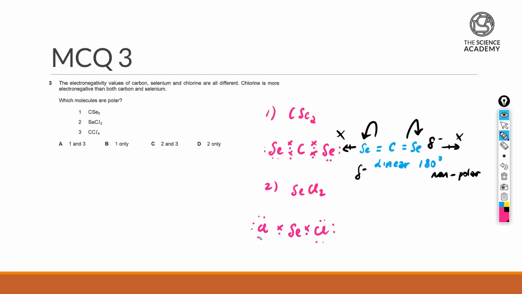For the case of selenium, after sharing 2 of its 6 valence electrons, it's left with 4 more electrons, or 2 lone pairs. So with 2 lone pairs and 2 bond pairs, we're looking at a bent or V-shaped structure.